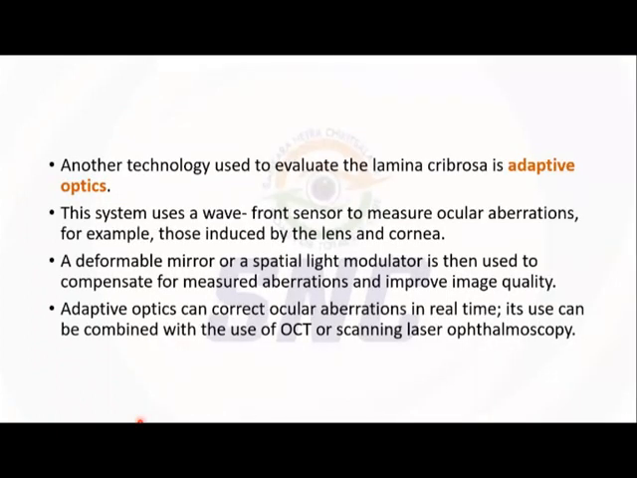Another technology used to evaluate the lamina cribrosa is adaptive optics. This system uses a wavefront sensor to measure ocular aberrations, for example, those induced by the lens and cornea. A deformable mirror or a spatial light modulator is then used to compensate for measured aberrations and improve image quality. Adaptive optics can correct ocular aberration in real time. Its use can be combined with OCT or scanning laser ophthalmoscopy.